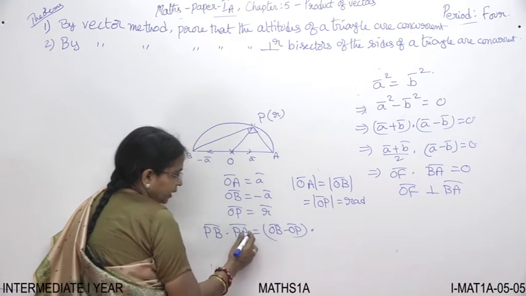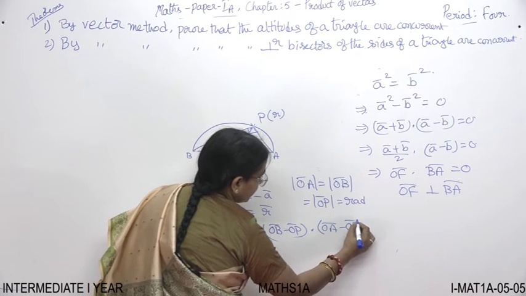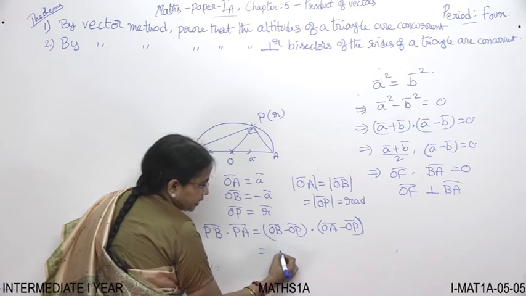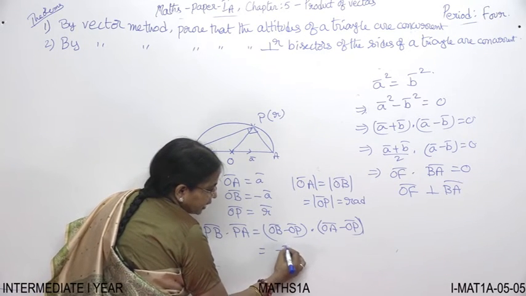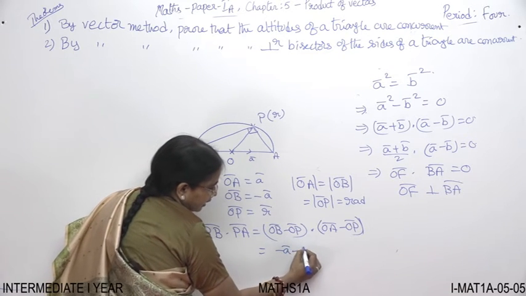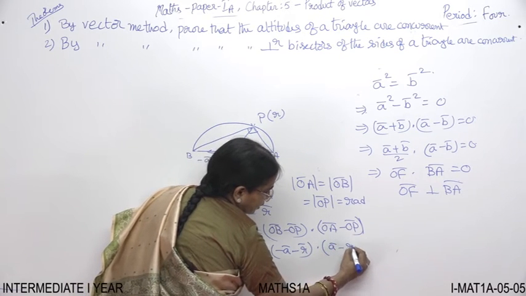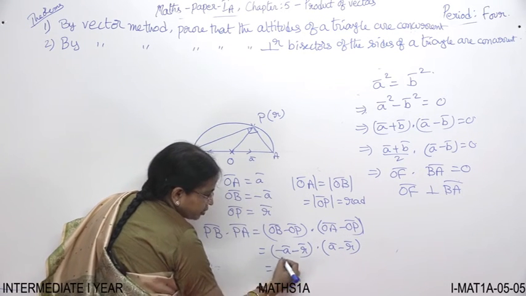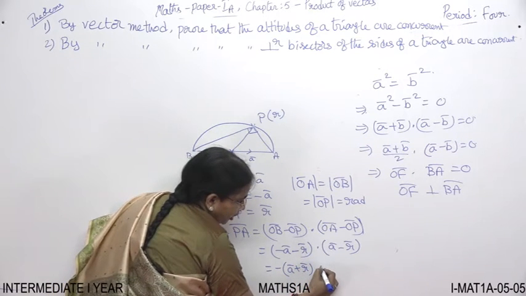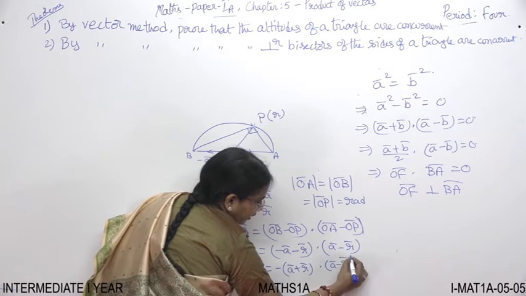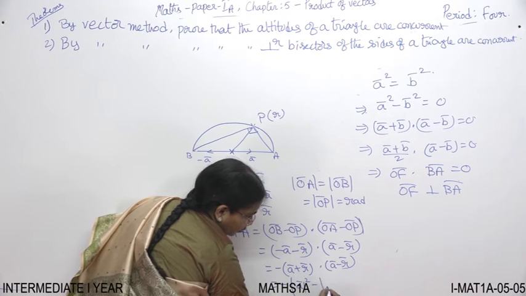Dot PA. PA is OA minus OP. Now OB means minus A, so it is minus A minus R dot A minus R. You must show that it is 0. So if you take minus common, then it is minus of A plus R dot A minus R. So it is minus of mod A square minus mod R square.